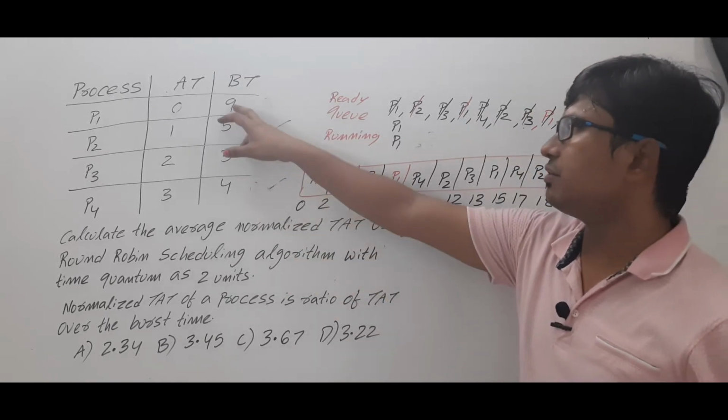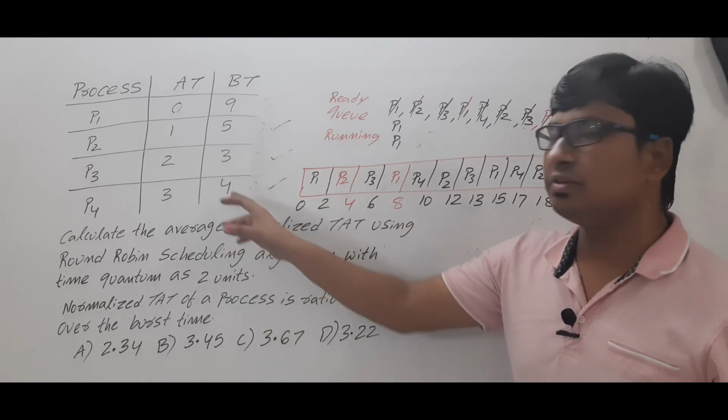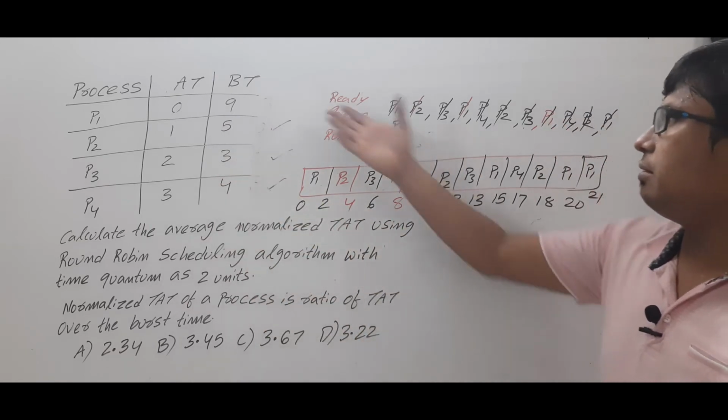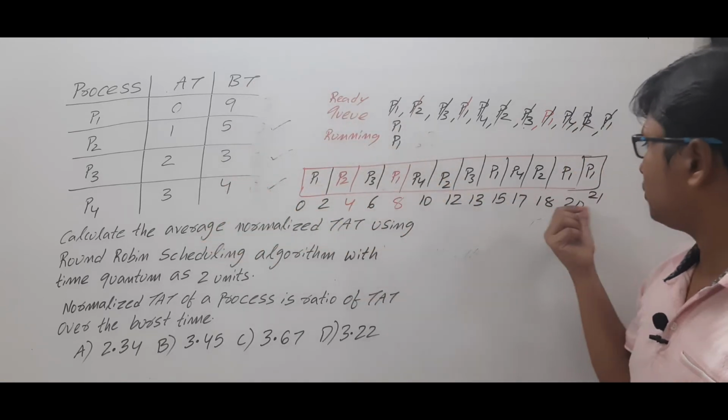If you have a doubt, you can verify. 9 plus 5 is 14. 14 plus 3 is 17. 17 plus 4 is 21. So all the process burst times are completed at 21 units. So this is what we got.